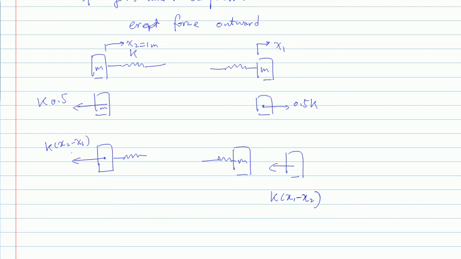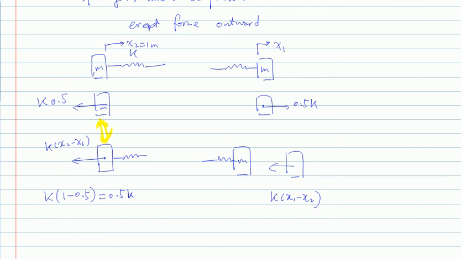Let's plug in my actual numbers for x2 and x1 here. This side becomes 1 minus 0.5, which equals 0.5 k. That matches exactly what we have here. So this side is good, and we trust our formula.